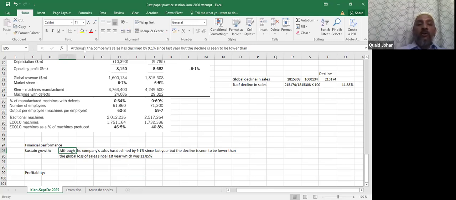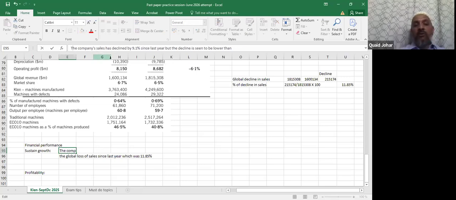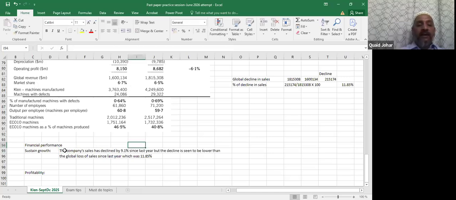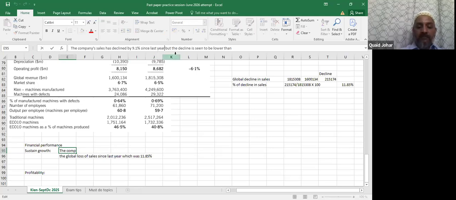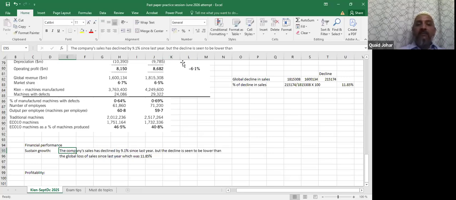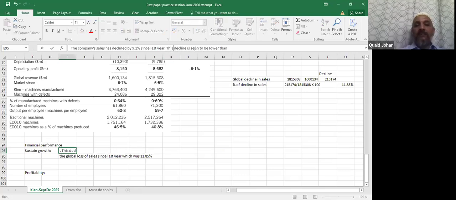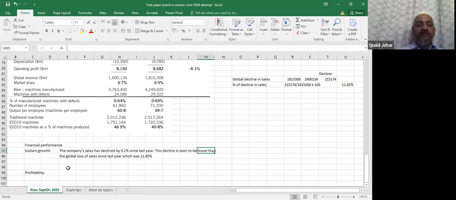अब देखें, मैंने कहा था आपको छोटे छोटे सेंटेंस यूज कर, तो जैसे क्या क्या हो सकता है, ऑल्दो द कंपनी की जगह हमने इसमें स्मॉल कर देना है। सेंटेंस सॉल्व करके दिखाता हूं आपको। The company sales has declined by 9.1% since last year. ये आ गया एक सेंटेंस, छोटा सेंटेंस हो गया। अब this decline is seen to be lower than the global loss of sales since last year, which was 11.85%.